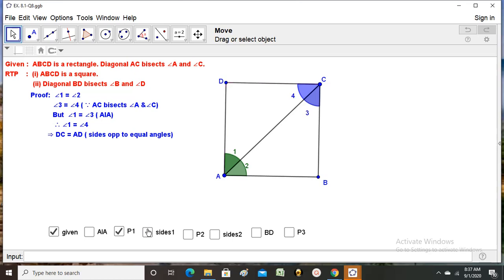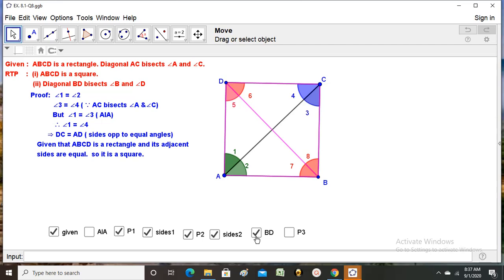You can check the color now. Okay, that means ABCD is a rectangle, its adjacent sides are equal, therefore it is a square. It's a square. Now this also you can understand. 2 and 3 are equal, therefore these two sides are also equal. Now let us draw the other diagonal BD.